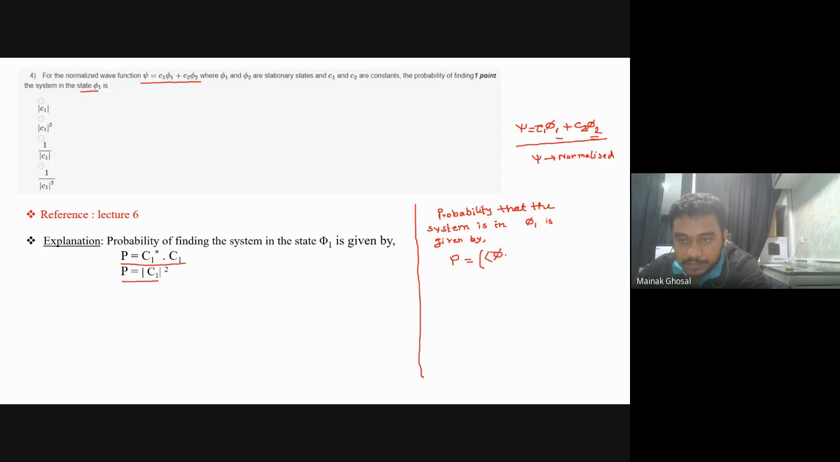You need to find this one and then you have to square that. This is the general formula of finding the probability of the system in state phi i. Suppose your psi is C1 phi 1 plus C2 phi 2 plus C3 phi 3 and so on, Ci phi i. You want to find the probability that the particle is in the state phi i. For that, in the bra side there will be phi i and in the ket side there will be the actual psi. You have to find this value and square that. Then you will get the probability that the particle is in the state phi i.